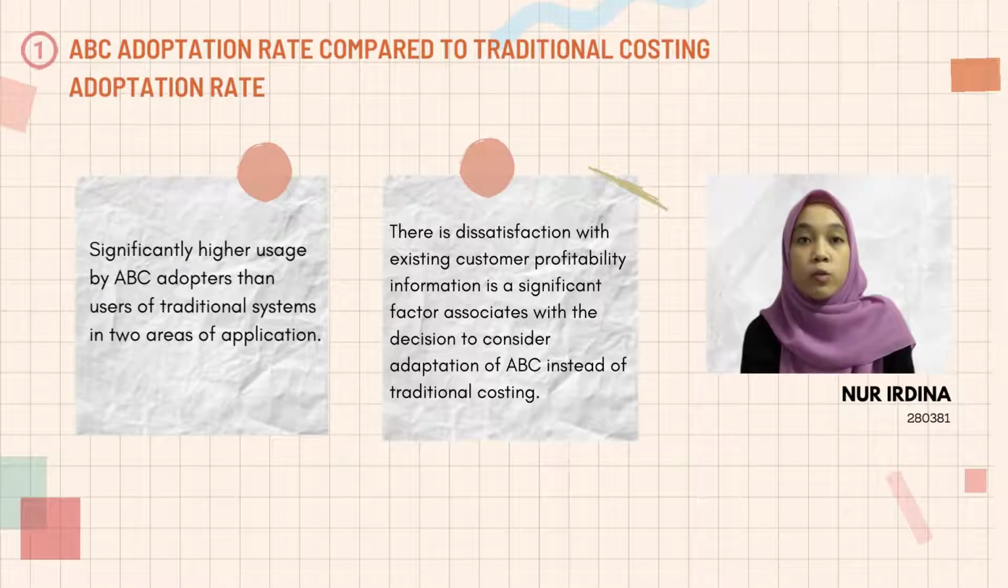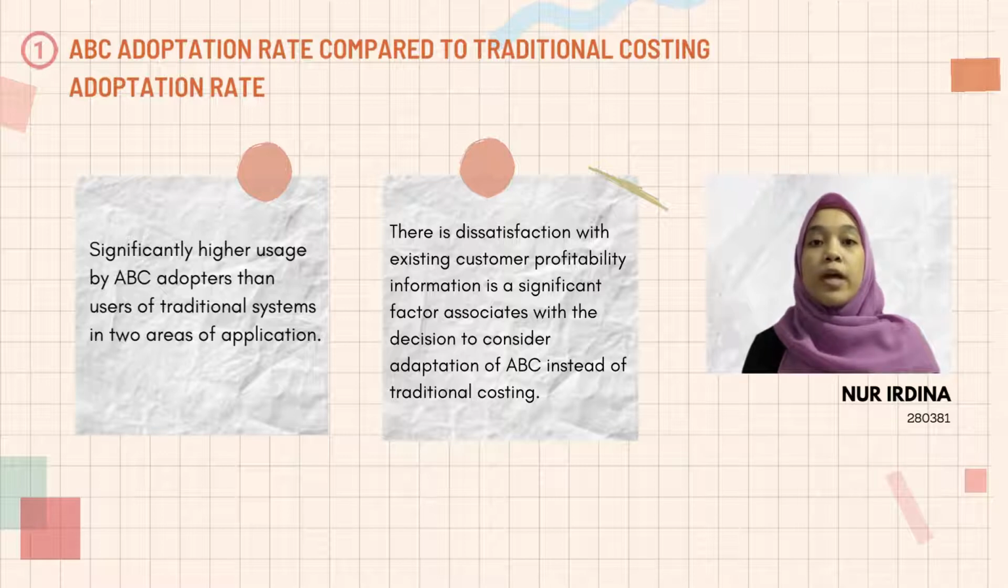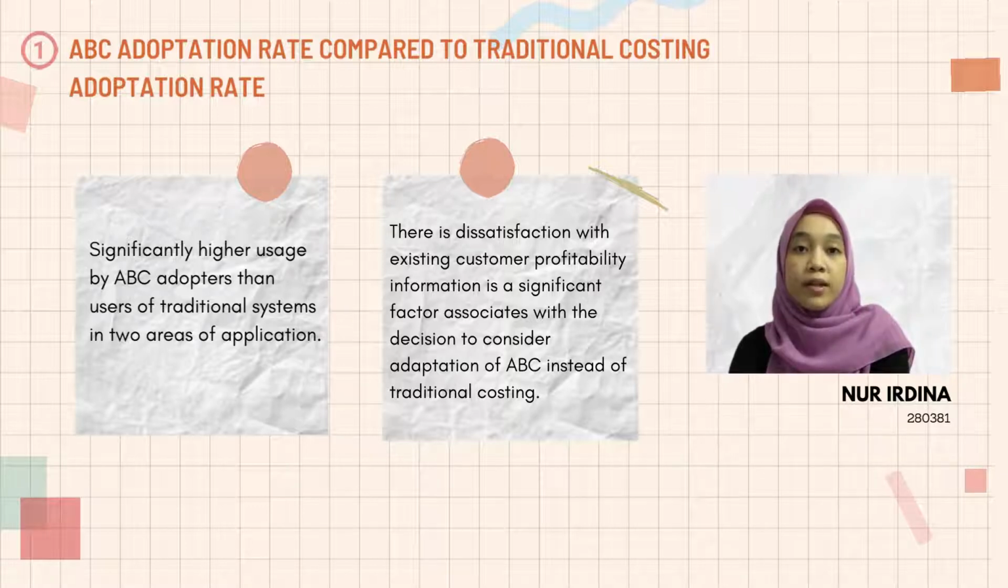There are two main points that were discussed in the article. Firstly, ABC adoption rate compared to the traditional systems adoption rate. There is significantly higher usage by ABC adopters than users of traditional systems in two areas of application, which are customer profitability analysis and activity performance measurement and improvement. There is evidence that dissatisfaction with existing customer profitability information is a significant factor associated with the decision to consider adoption of ABC instead of traditional systems.